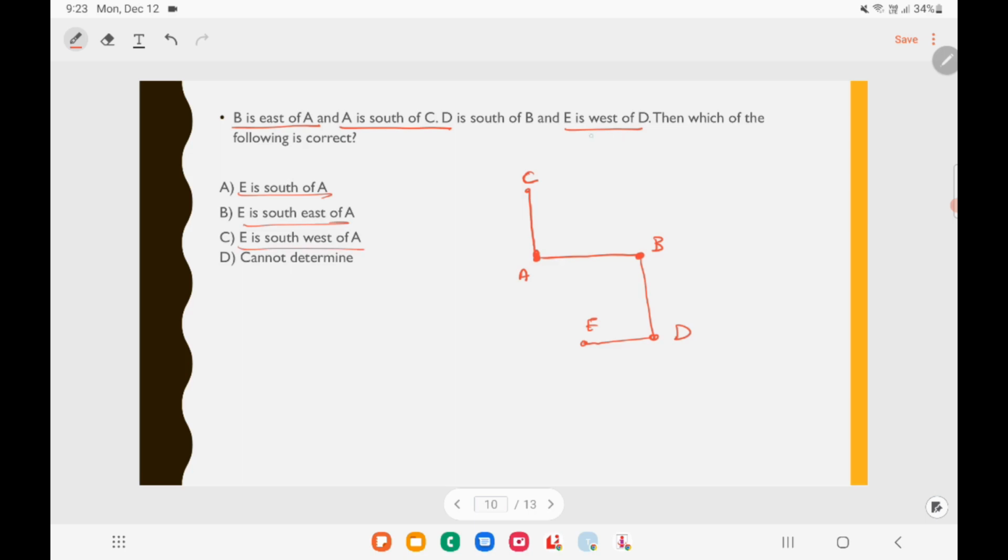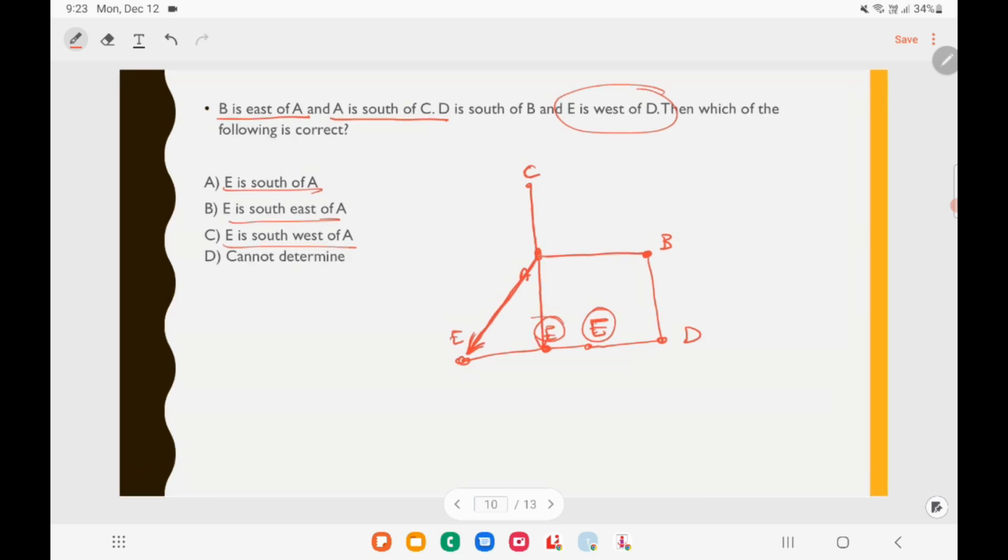Okay, so here if you see the last statement, it says that E is west of D. So E can be here, E can be here, because in this case E is west of D, and E can be here also. In this case also E is west of D. If you take this direction, this is southwest. So E can be southwest of A, E can be south of A, E can be southeast of A as well. So we cannot determine. Option D is the right answer. I have given you this question so that you understand much more about the directions.